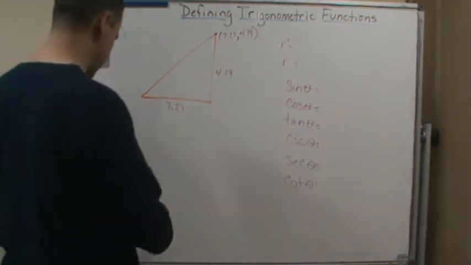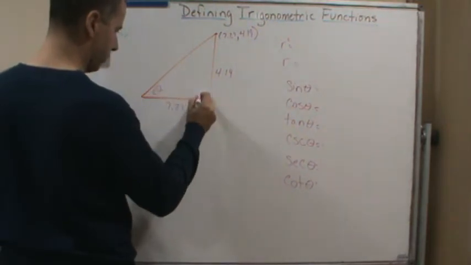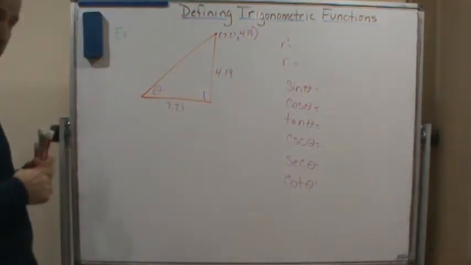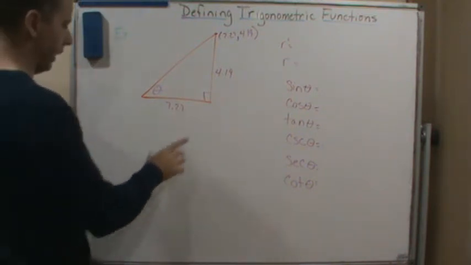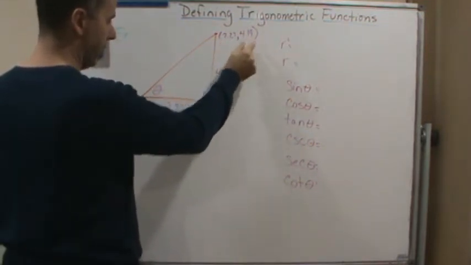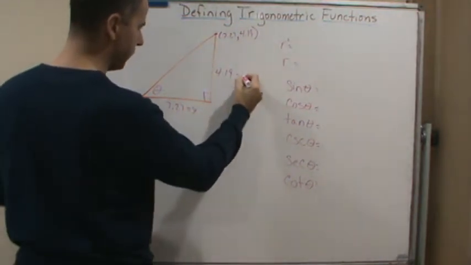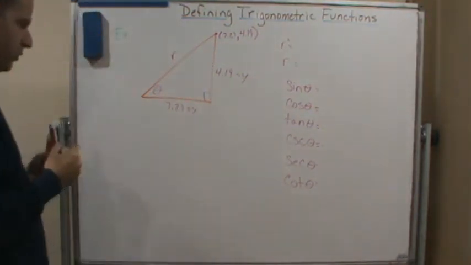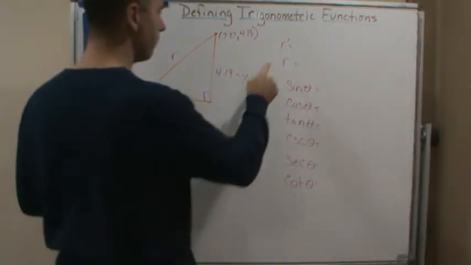And so all I do is I draw my right triangle, because remember that every single point I can draw a right triangle on the Cartesian plane. So I've got, here's my point, and so I know the vertical distance is y and the horizontal distance is x. So always remember this is, I got x, y, and this is r. So it's always x, y, and r. So now what I'm going to do is I'm going to use the Pythagorean theorem to find r.